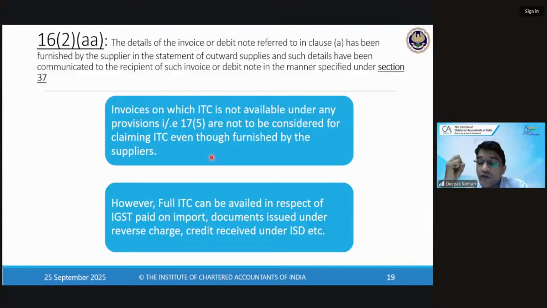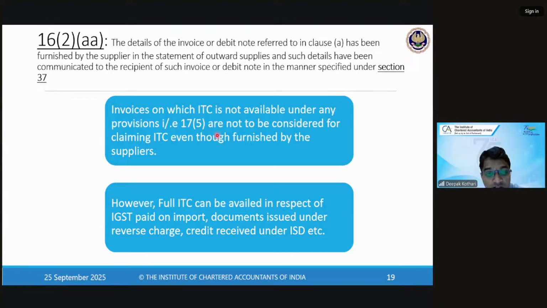In that, food is one and insurance is one. There are others also. For our understanding, we'll just keep these two. So even if the credit of the food and the insurance we purchase is appearing in our GSTR 2B, you have satisfied the second condition which is required. But still, if it is there in the block credit under 17(5), we cannot claim it. So invoices on which ITC is not available under any provisions of section 17(5) are not to be considered for claiming ITC. Even if it appears in your GSTR 2B, you cannot claim the credit. That is the first point.